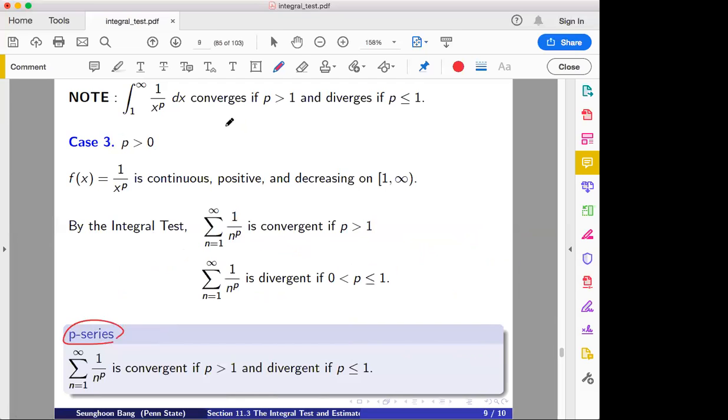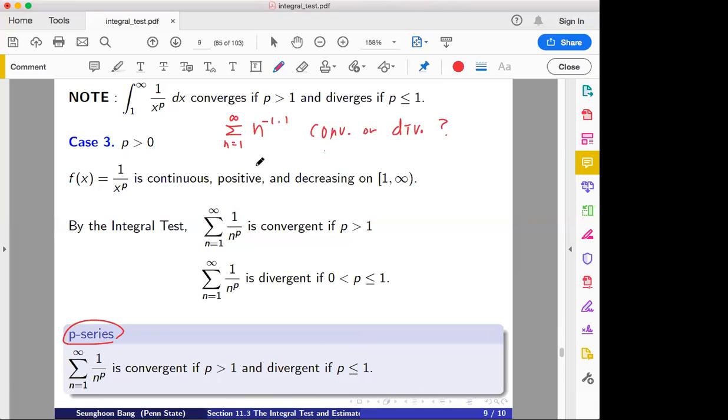I'm going to give one example. The summation from n equal 1 to infinity of n to the power negative 1.1 is given. Is this series convergent or divergent? What is your answer? The summation from n equal to 1 to infinity of n to negative 1.1. Convergent or divergent? What is the answer?